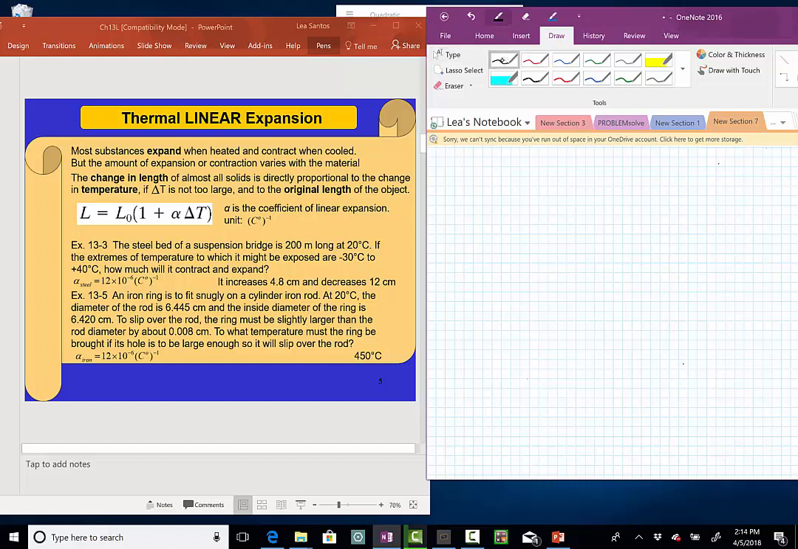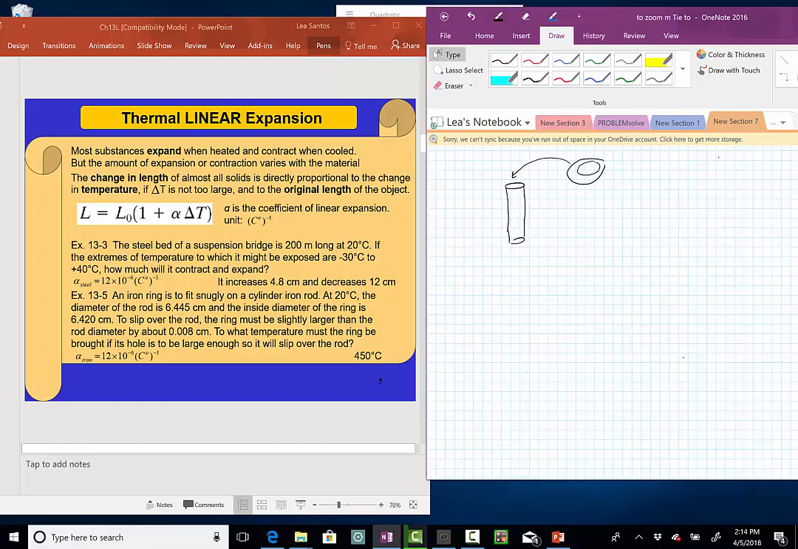Okay, so let's try to understand first what they are telling us here. We have this rod, this cylinder here, okay, and we have a ring. So I have my ring here, and I want the ring to fit. I want to put this ring around this cylinder. Okay, so you understand the idea, right? Now the problem is that at 20, down here they are going to give us the values.